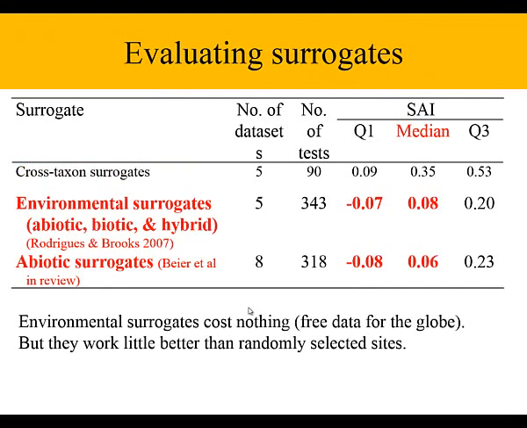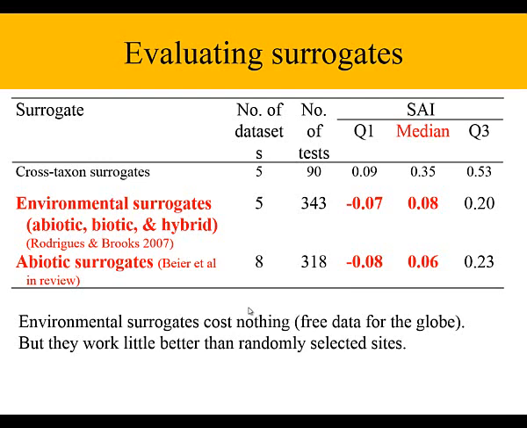For the environmental surrogates, the review done in 2007 covered 5 different data sets and 343 tests. Pretty bad. The average expectation is about as good as random. The 25th percentile is in negative territory, so well over 25% of your results are going to be worse than random. So it's a pretty risky strategy.